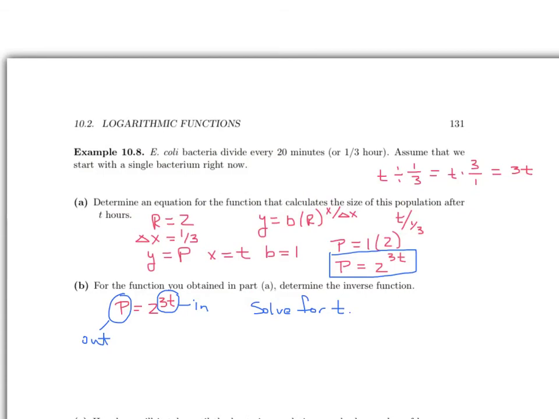But we can rewrite this equation using logarithms. Notice that the factor is 2, so the inverse function would be log base 2. And now we reverse the inputs and the outputs. So I would say log base 2 of p is equal to 3t. Solving for t, I would divide both sides by 3. So that tells me t will equal log base 2 of p divided by 3, or alternatively, instead of dividing by 3, I could multiply by 1/3.